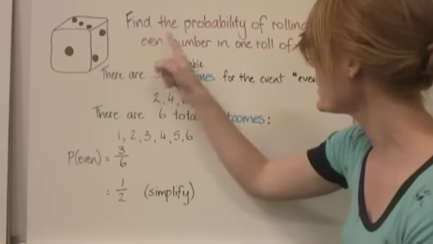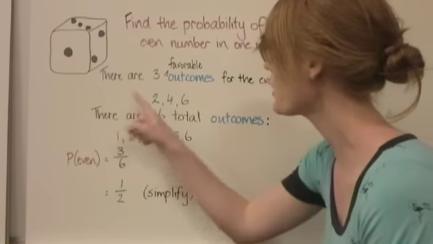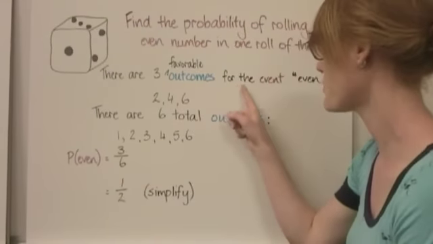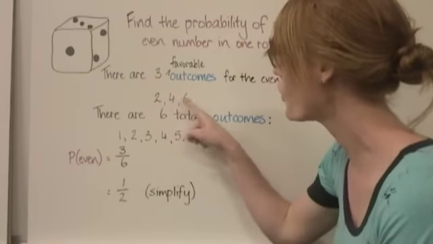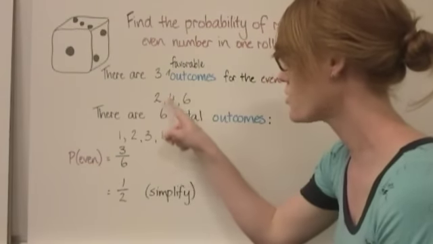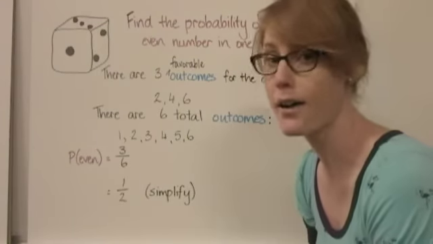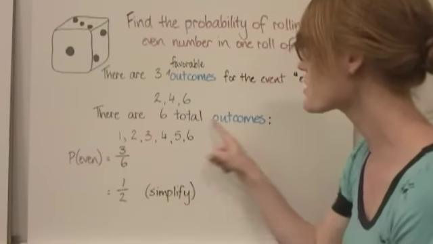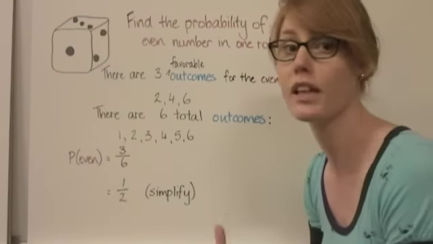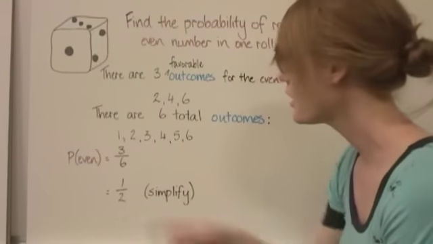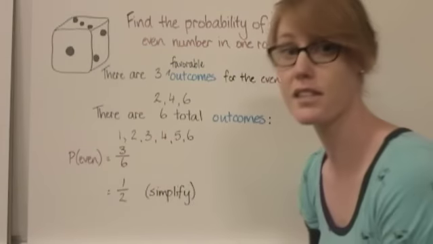So if we're finding the probability of rolling an even number, there are 3 favorable outcomes for the event that we call even, and they are 2, 4, and 6. And 2, 4, and 6 are all even, so they are known as our favorable outcomes. There are 6 total outcomes. There are 6 possible sides of the dice that could land facing up when I roll it. It could land on 1, 2, 3, 4, 5, or 6.